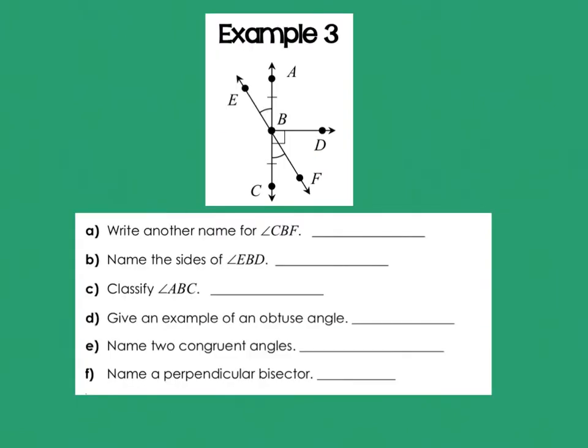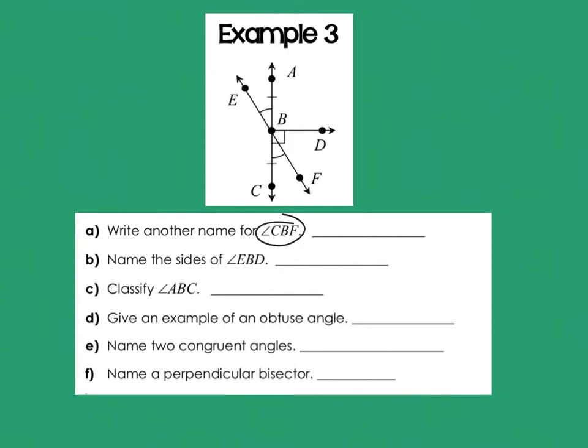Now let's take a look at this picture in example number 3. What are some of the things I notice? I notice that this angle and this angle are marked congruent. I see that this segment and this segment are marked congruent. I see that this angle right here, DBC or CBD, is 90 degrees. Given all this information, let's answer some questions, all right?